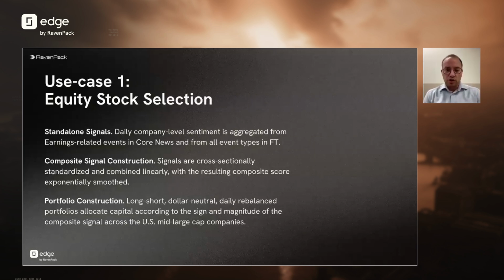When it comes to the portfolio construction, we create simple long-short portfolios that are dollar neutral. We apply daily rebalancing, and we allocate according to the sign of the signal as well as the magnitude. So we go more extreme on more extreme sentiment names. We do apply a maximum allocation constraint in order to ensure that there is also a high degree of diversification across your basket. And we apply that to the US top 1,000 companies, so focusing on mid and large cap companies.